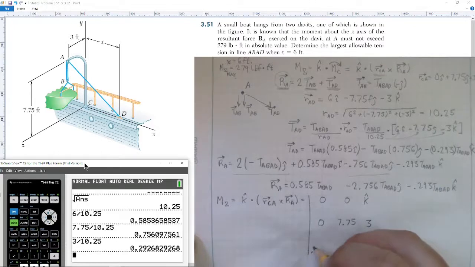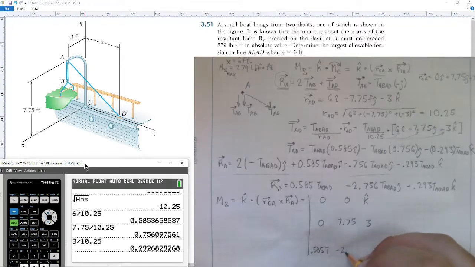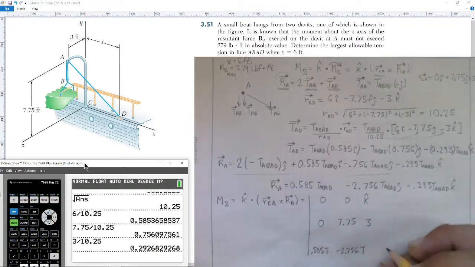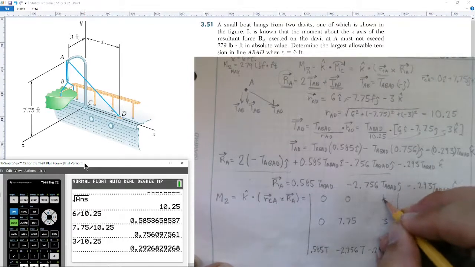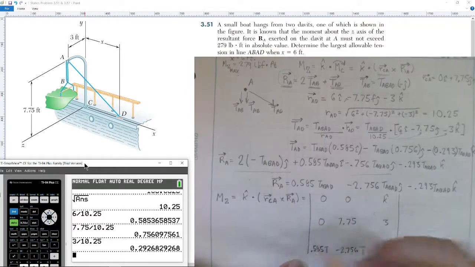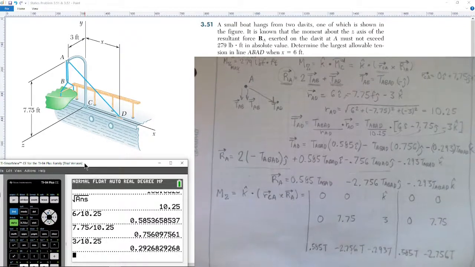So we would have a 0.585 tension, just write T for tension. We'd have a negative 2.756 T for tension, and then a negative 0.293 T for tension. Good. Might spread these out a little bit. 3 and our k hat dot. Then we're going to copy again the i hat and j hat components. So we'd have 0, 0, 0.585 times tension value, then a 0, 7.75, and a negative 2.756 T for tension.